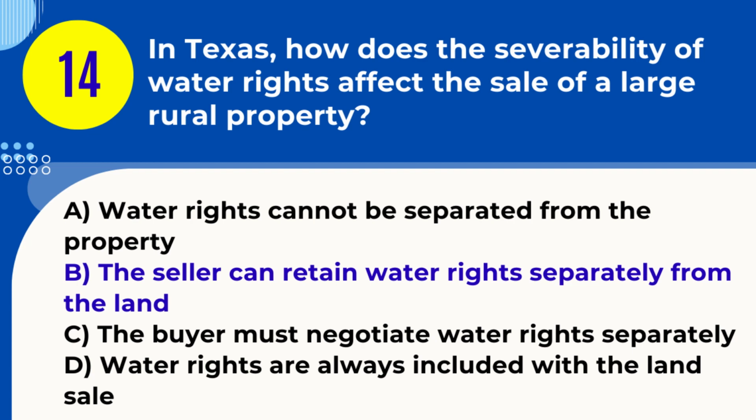Explanation. In Texas, water rights can be severed from the land, meaning the seller of a large rural property can choose to retain the water rights separately or sell them along with the property.